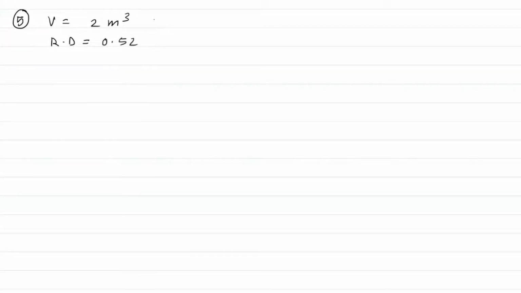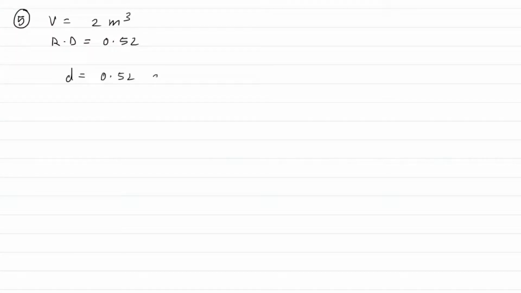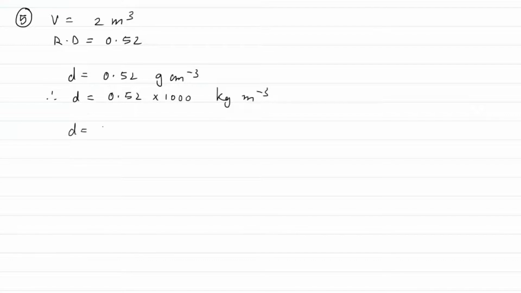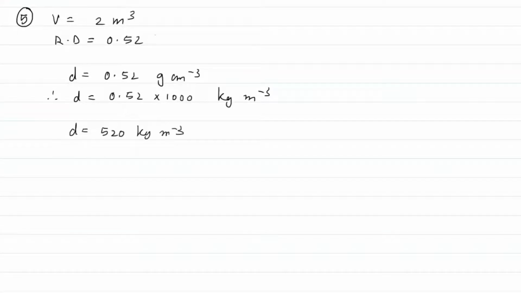Volume is given to be 2 meter cube, and relative density is given to be 0.52. Now, when relative density is 0.52, density will be 0.52 gram per centimeter cube, and therefore the density will be 0.52 into 1000 kg per meter cube. So that will be 520 kg per meter cube. That will be the density.